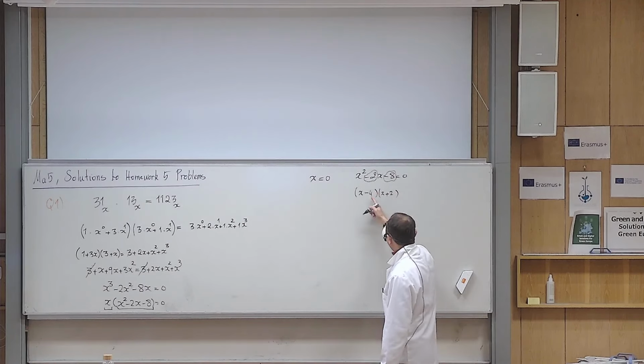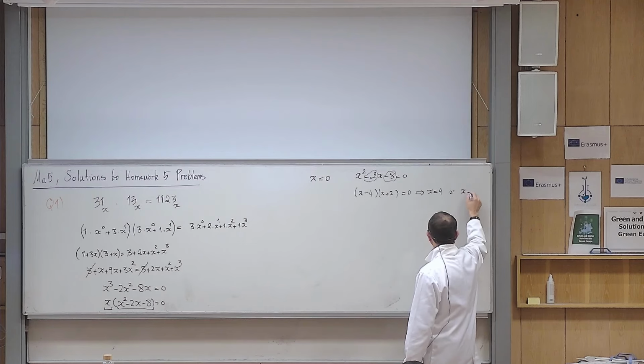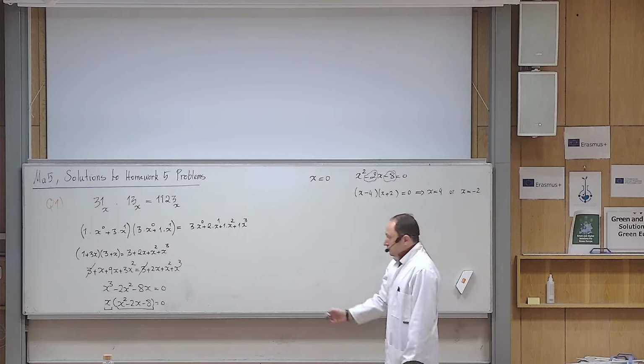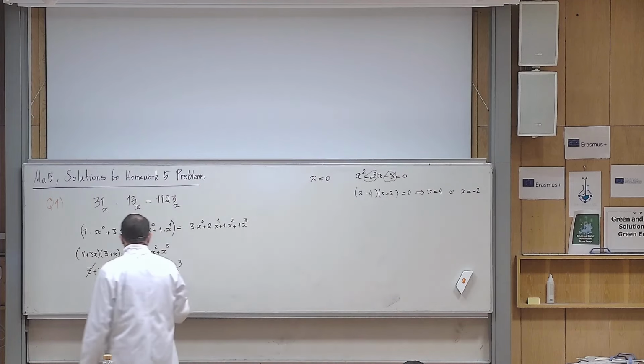If I multiply them, it becomes minus 8. And again, I use the zero product rule once more. Either this one is 0, which means x is 4, or this one is 0, which means x is minus 2. So this equation has 3 roots, but be careful.